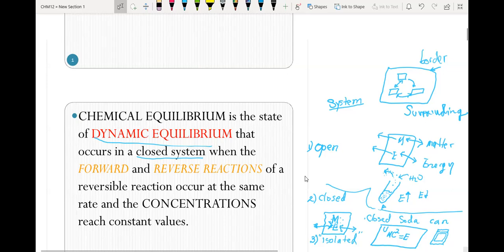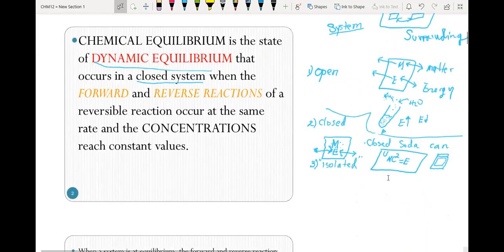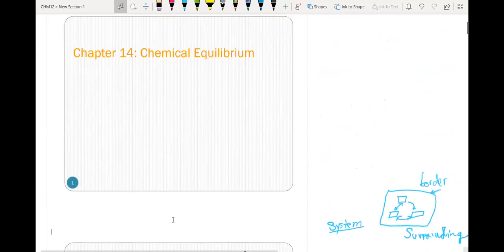What is that? That means we must have a situation like this. Let me write a generic equation. I write generic equations like A plus B to form C plus D.